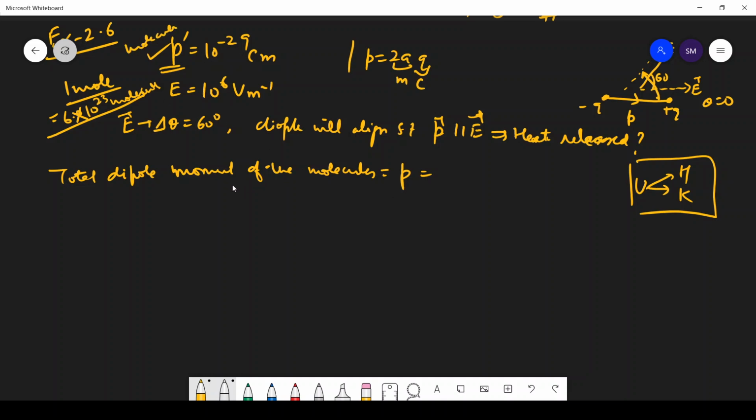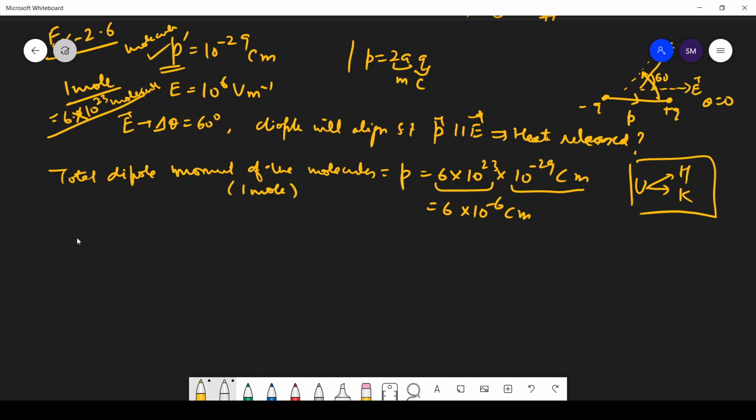Let it be P dash for one molecule. So this is for 1 mole now. For 1 mole, this P will be equal to 6 into 10 to the power 23 into 10 to the power minus 29 coulomb meter. So one molecule has this much dipole moment, and these many molecules will be multiplied to get the total dipole moment. And this comes out to be 6 into 10 to the power minus 6 coulomb meter.